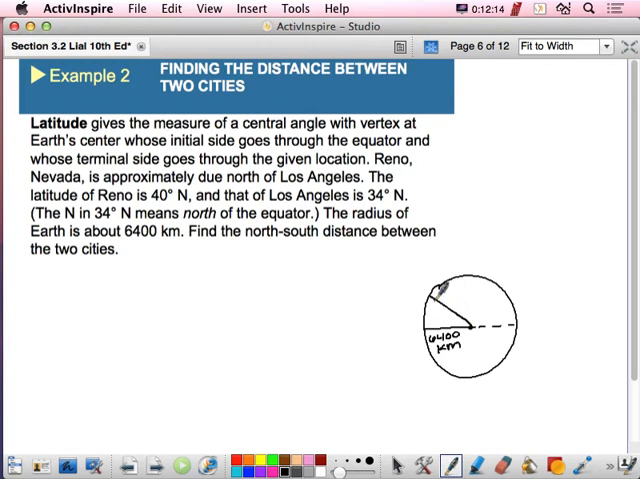What sits there? That's Reno, right? That's Reno right there. Los Angeles is not really that far from there. It's about right there. This is LA. Okay? So Reno is 40 degrees north. Los Angeles is 34 degrees north. My question is, what is the angle between them?